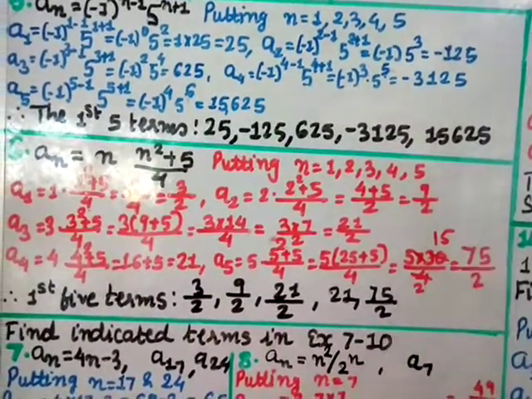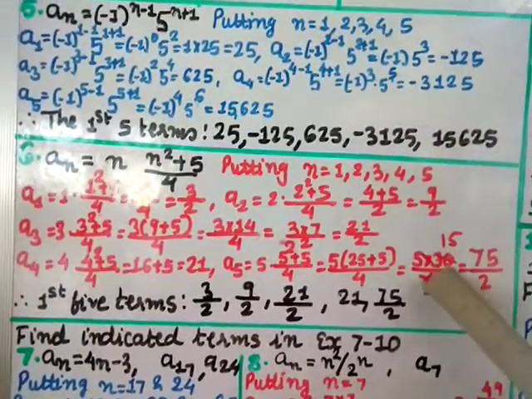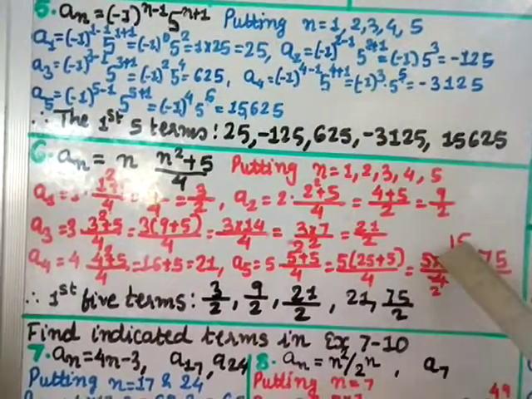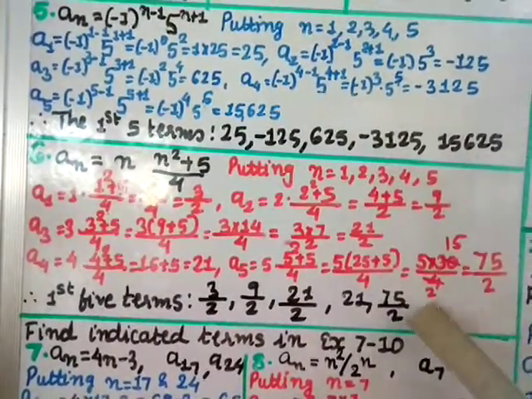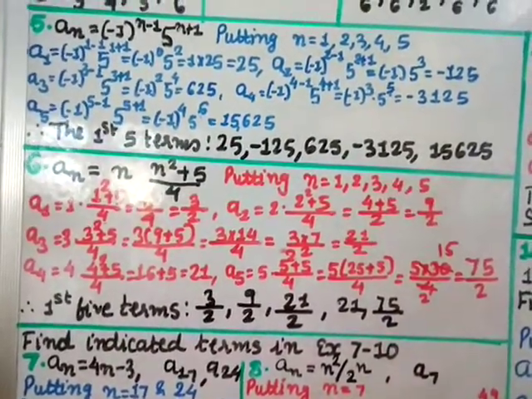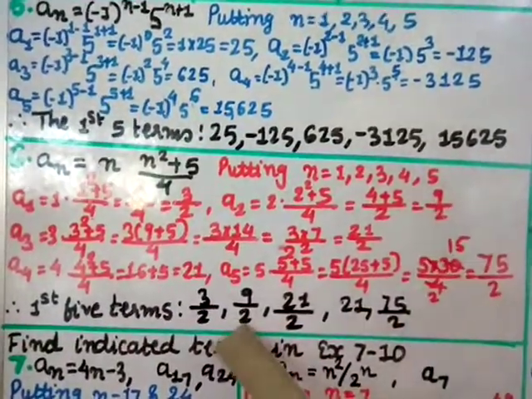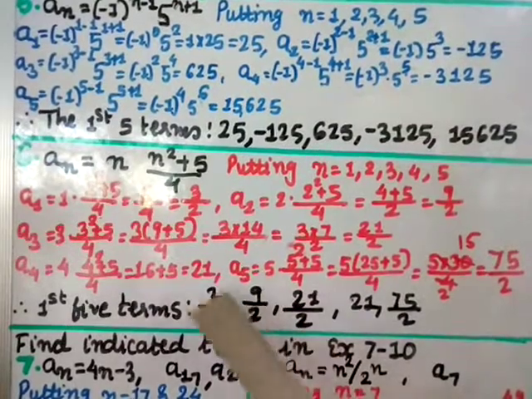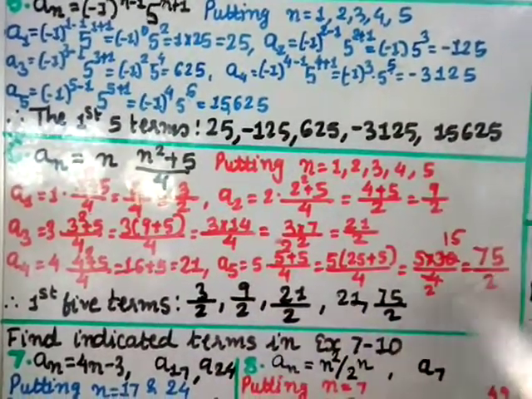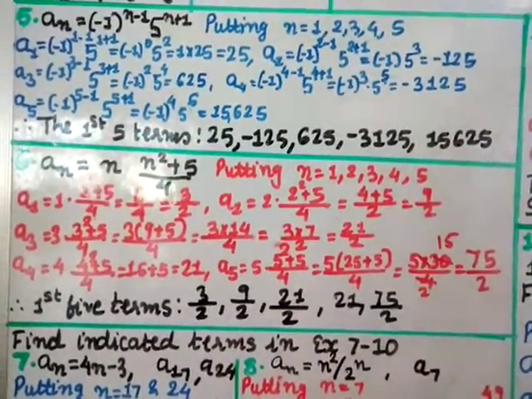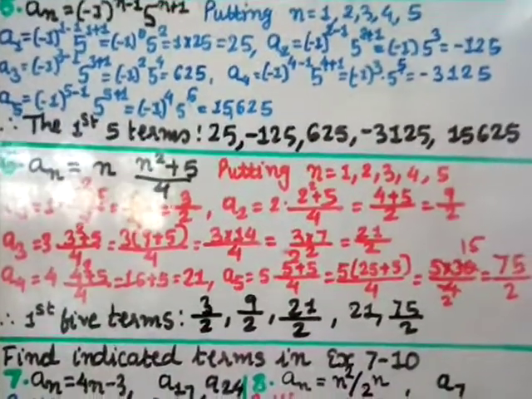I can cut by 2. So when you cut by 2, here you get 15 and here you get 2. So 5 into 15 gives you 75 divided by 2. Therefore the first 5 terms are 3 by 2, 9 by 2, 21 by 2, 21 and 75 by 2. So that is the solution for question number 6.